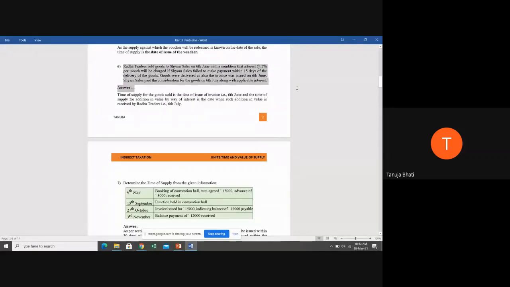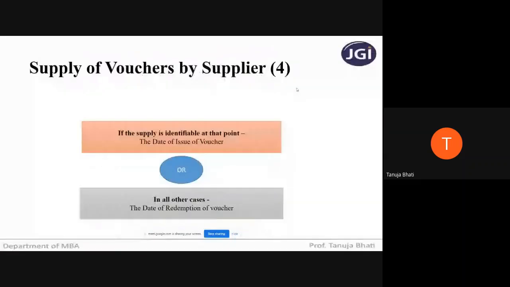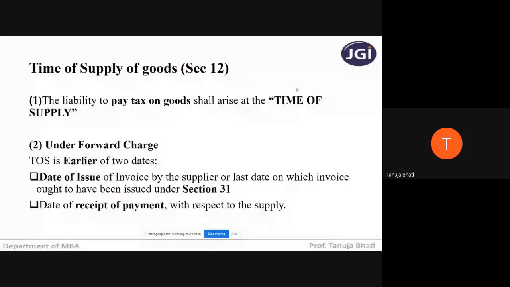So in this problem, you need to have two times of supply. One is for the consideration and one is for the additional consideration. For consideration, you need to see section number 12, subsection 2. So for that consideration, we have seen section number 12, subsection 2 under forward charge. We have seen date of issue of invoice, date of receipt of payment, whichever is earlier.